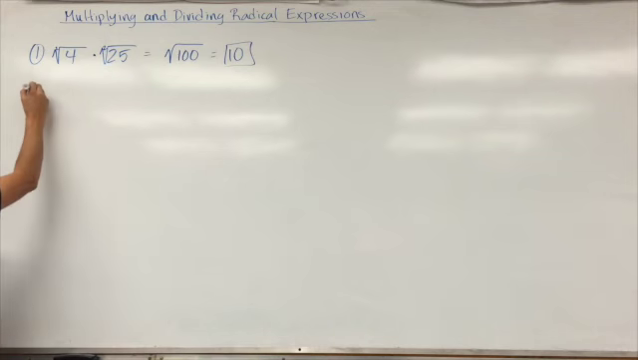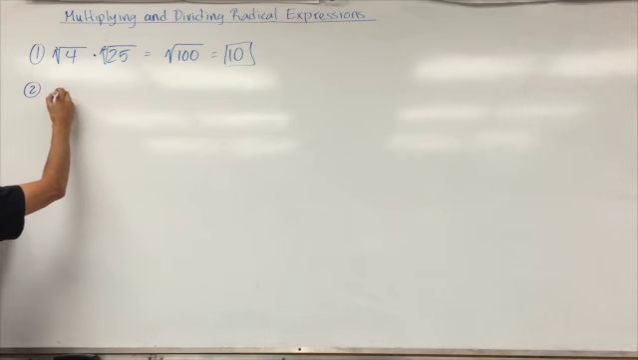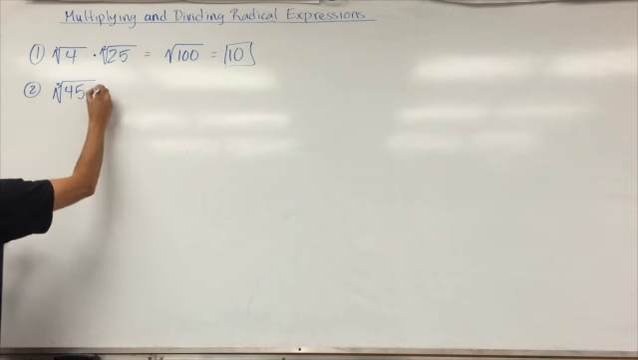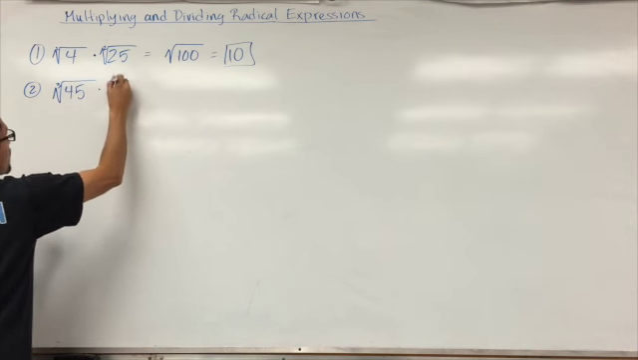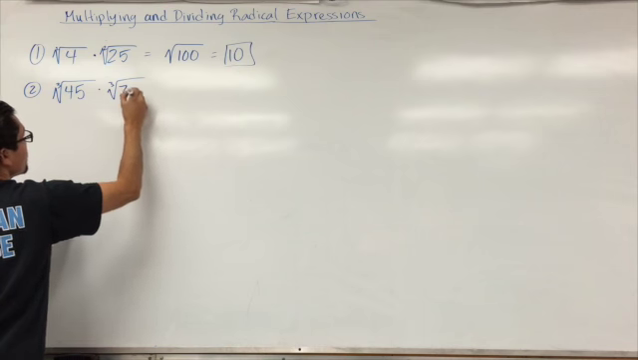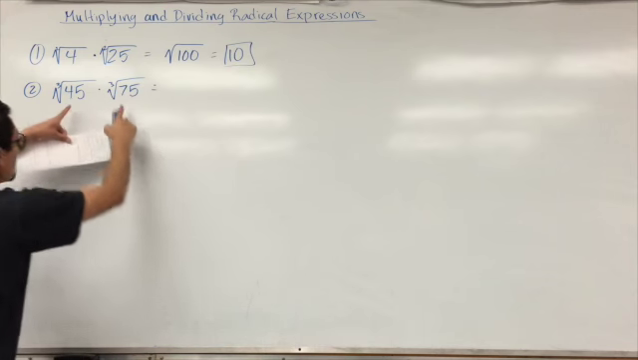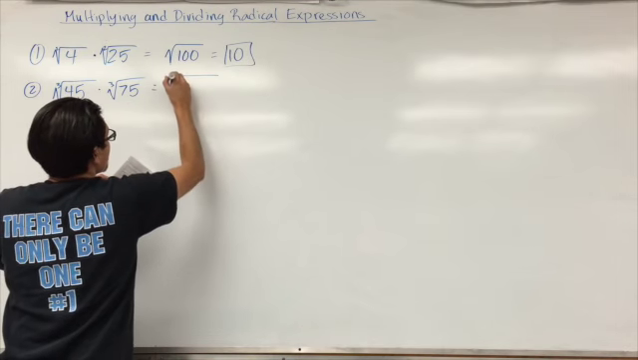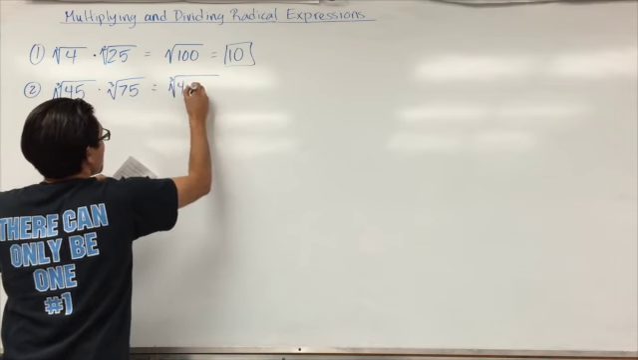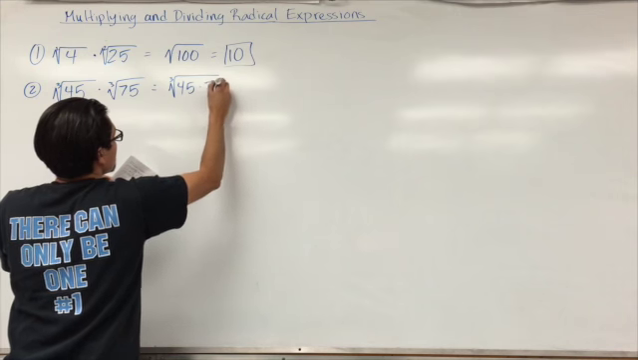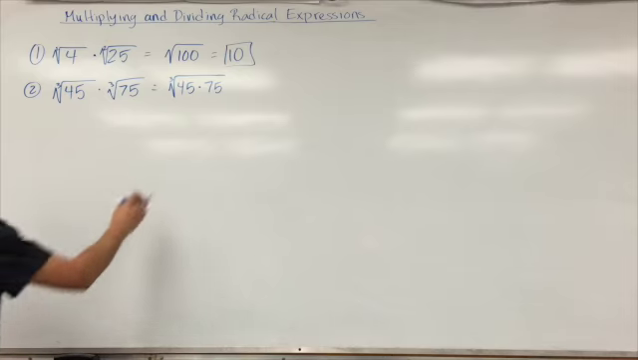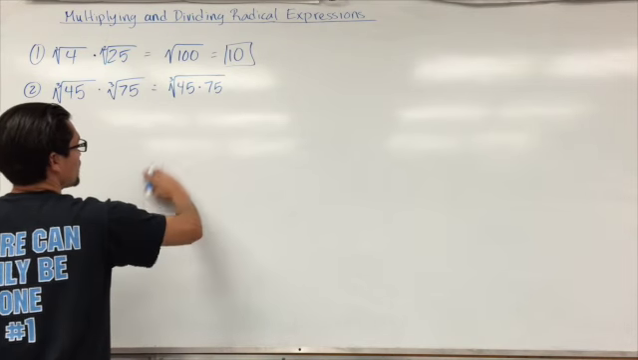How about this one? We have the cube root of 45 times the cube root of 75. The steps are the same. Multiply the two numbers underneath the radical. So what I have is 45 times 75, whatever that is. It's going to be a pretty big number. It doesn't matter what it is though. You can just go ahead and start simplifying right here.